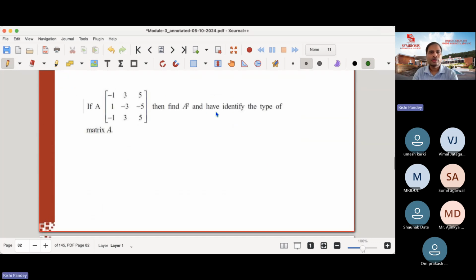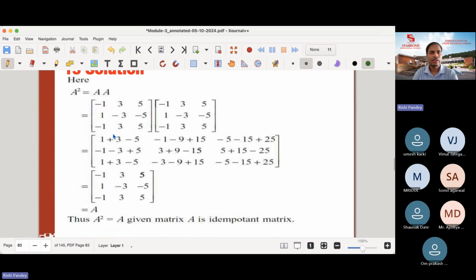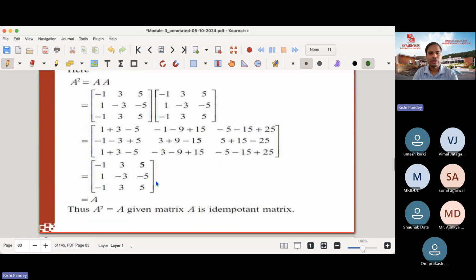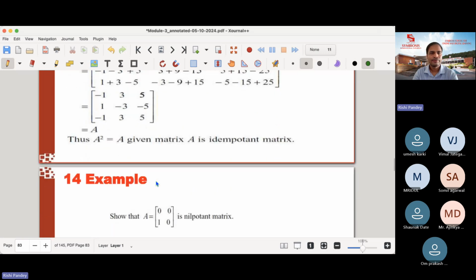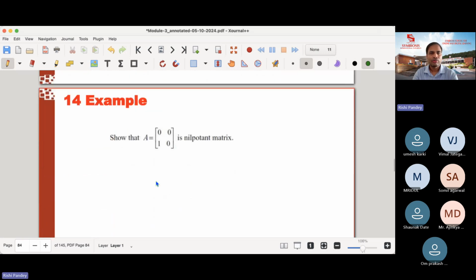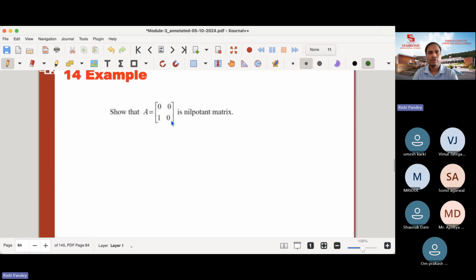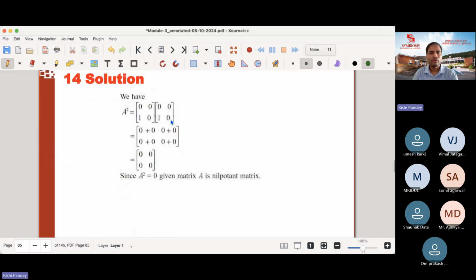Here A square, if A is given, then find the A square and identify the type of the matrix. So if I multiply A by itself, then you will get the same matrix. So it is an idempotent type. So it's the same question on multiplication. Okay. Similarly, nilpotent, you will see it is a non-zero matrix. And if you multiply two non-zero matrices, you will get the zero matrix. Okay. It's also quite easy. So simple multiplication. So this is the type of the matrix that we had already discussed in the multiplication.